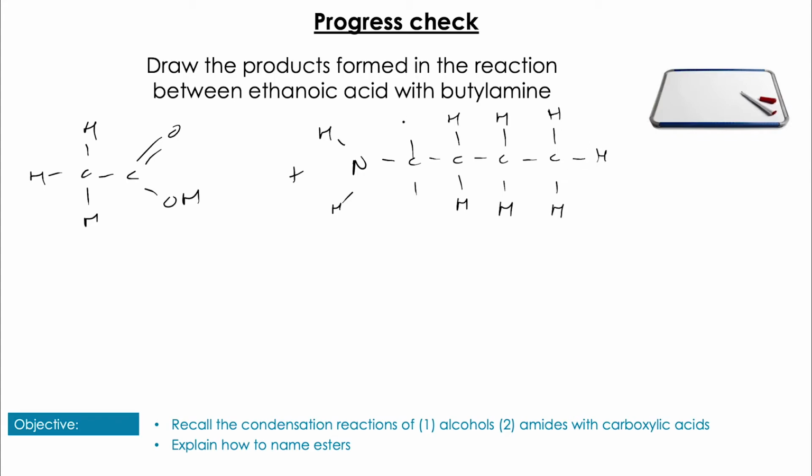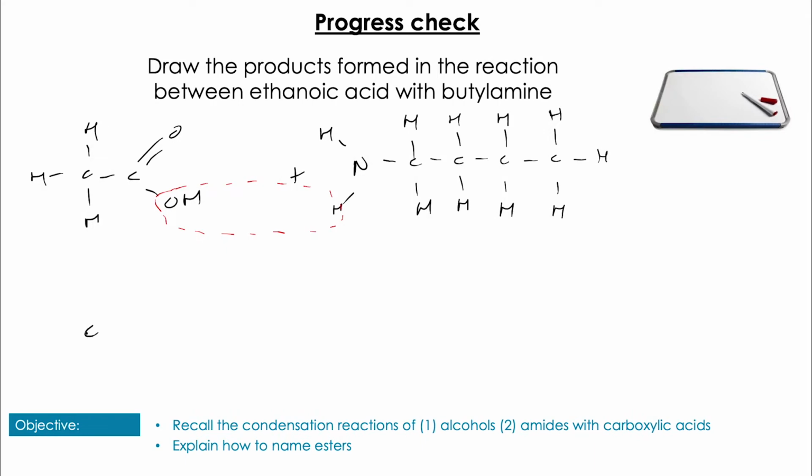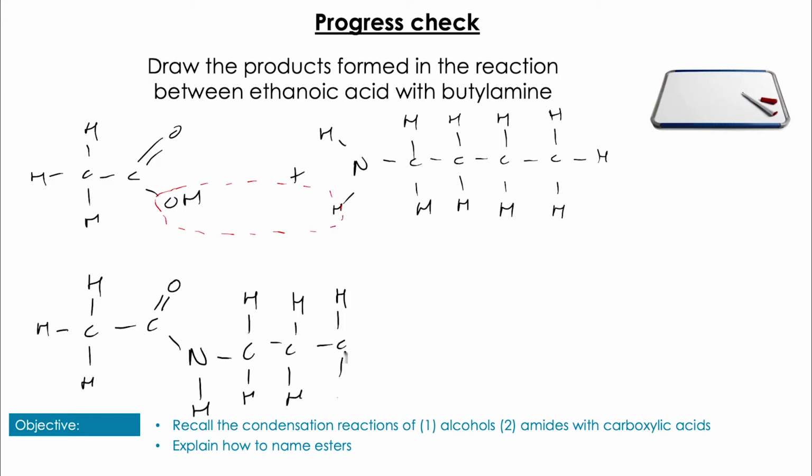So I've got ethanoic acid on the left, butylamine on the right. Remember, I'm going to remove a water. So in this case, I'm going to have the carbon from the carbonyl group directly bonded to the nitrogen from the amine group, and then each of their chains attached.